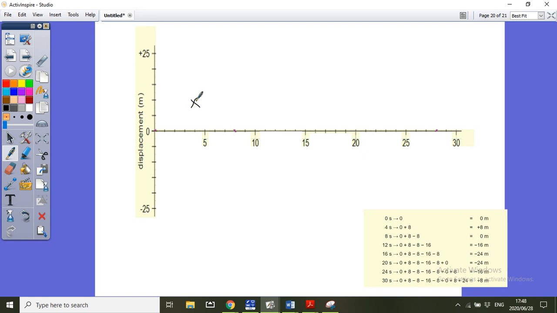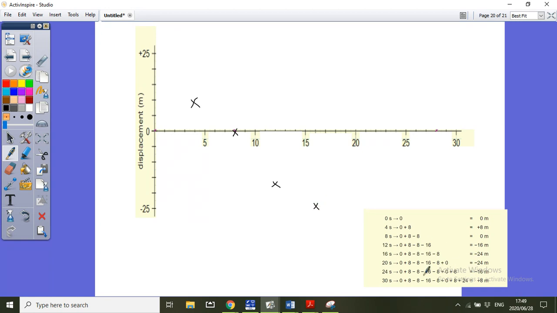So there we go. Then we're going to go all the way back to 0 at 8 seconds. So make a little cross at 0. Then we're going to end up at minus 16, and that is here at 12 seconds. So here at 12 seconds, we're going to end up at around minus 16. Then we're going another 8 negative, so we're going to end up at minus 24, and that is after 16 seconds. We're going to be at minus 24.